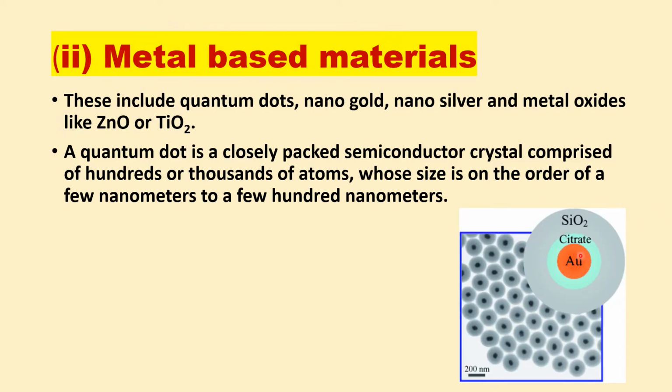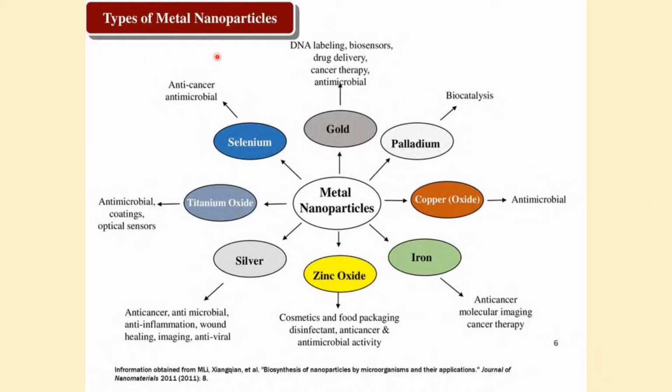So this is a gold nanoparticle, and the silicon oxide coating is on that. We can see the image also. This is the TEM image, where we can see in the core the gold nanoparticle is there, and outside there is silicon oxide, and in between some organic compound, citrate, is there. Metal nanoparticles may be gold, selenium, titanium oxide, or zinc oxide. These all are based on metal nanoparticles, and for different applications they are used.